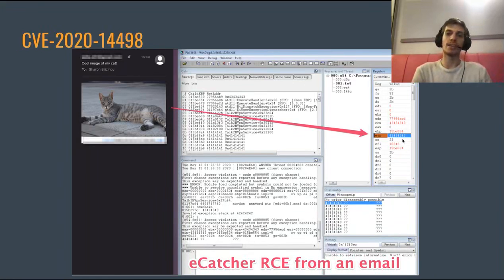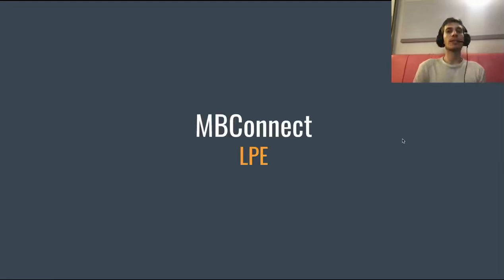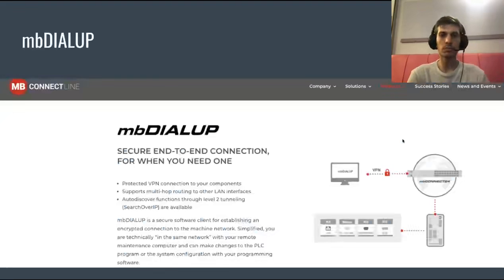So we had RCE just from an email being opened on the machine with the eCatcher client. So now we have 3 logos on Rachel's computer that we can completely take control of. The last one is MB Connect, which was local privilege escalation. This was not one-click remote code execution.